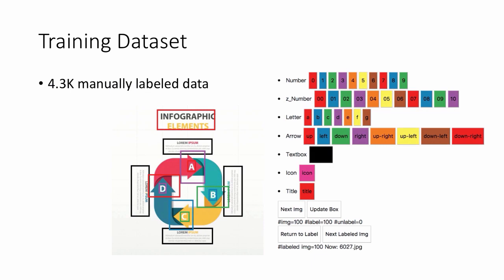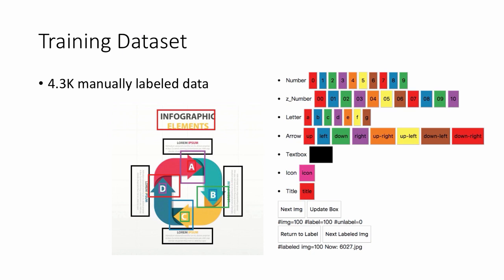To train a successful network, the key is to feed it with the right training dataset. In our case, we developed a very simple interface to manually label the infographics. We categorize data elements into 7 groups, such as icons, texts. For those groups, we further distinguish them by subcategories. For example, numbers, we have 10 subcategories from 0 to 10.